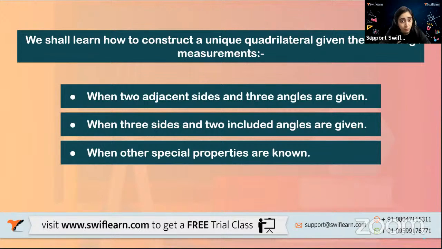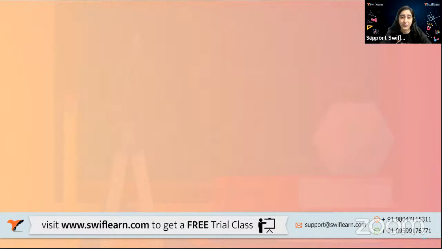There are some special properties, like sometimes the question does not give the things which we require. We think it's incomplete. How can I draw it? I'm stuck. But we don't realize that there are some properties that are already predefined. So we have to use those properties and construct the quadrilaterals. All right, let's see.